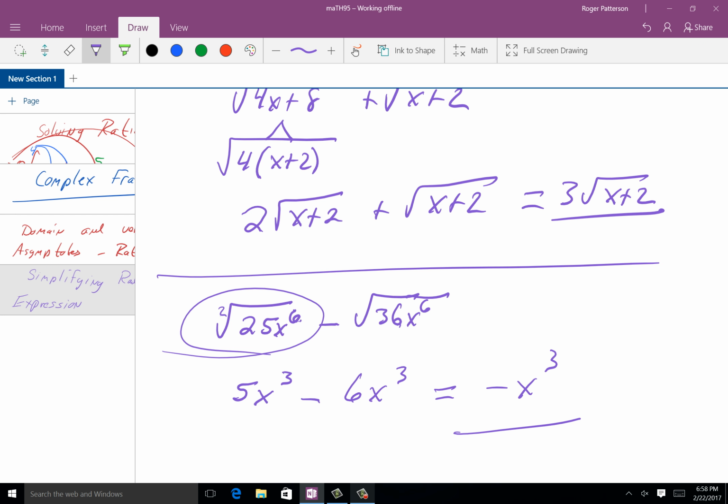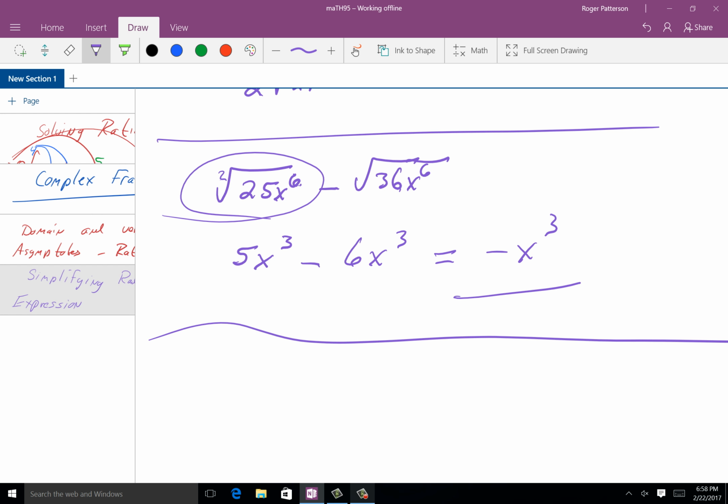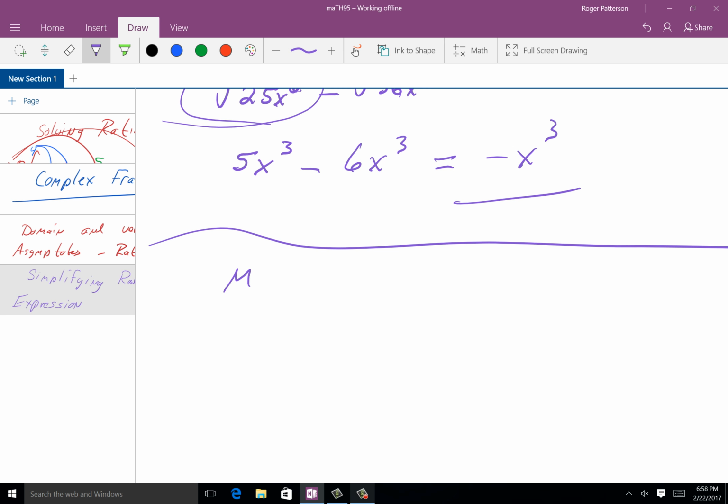So the bottom line is, as long as the numbers inside the radicals are the same, you can add and subtract them. Okay, but you can't if they aren't. Okay. Let's multiply, and then I'll give you a quick little break here. Multiply.